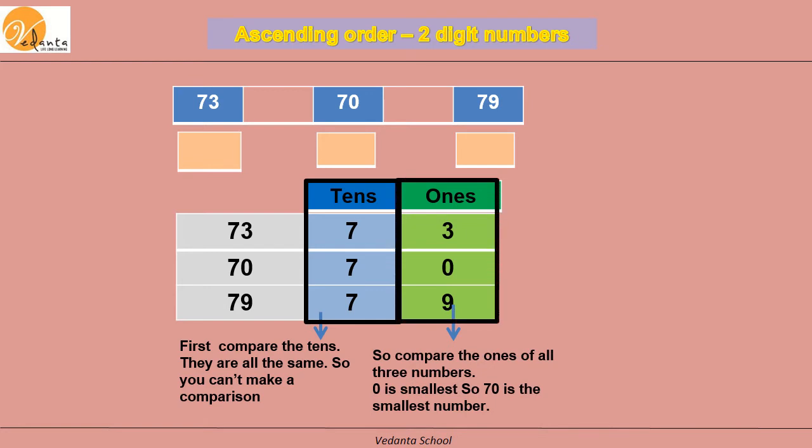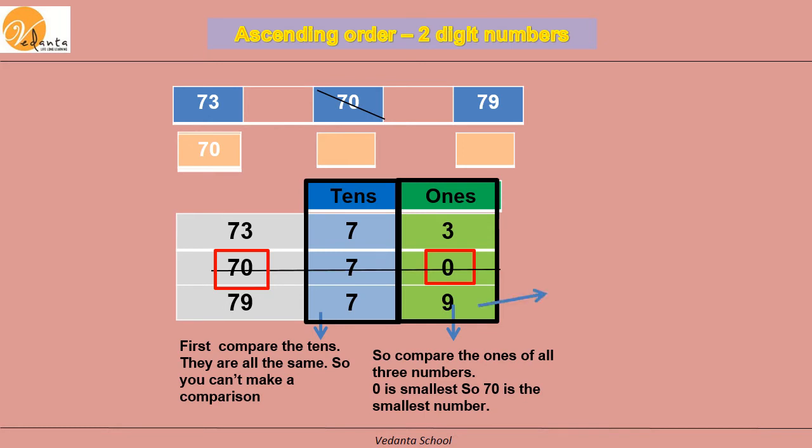Here can you tell me which is small? 3 or 0 or 9? Yes, 0 is the small number. So 70 becomes a small number. So you will cut 70 and write that in the first place. And you will cross it here so that you don't get confused.